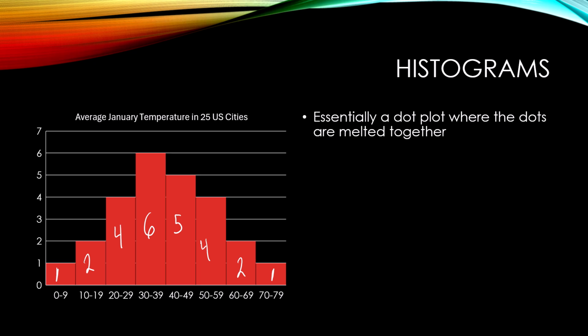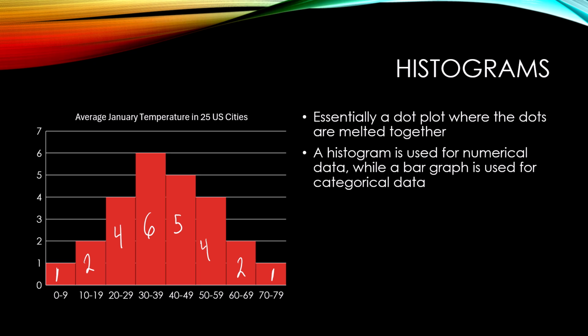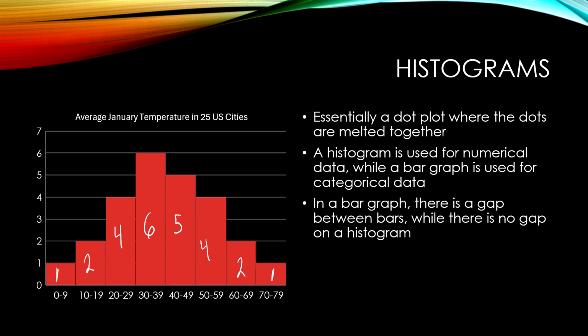Now this may look a lot like a bar graph. Well, a bar graph is used for categorical data and a histogram is used for numerical data. Additionally, in a bar graph, there's a gap between bars while there's no gap on a histogram. Now, a couple things I want you to notice. First, the y-axis is either frequency or relative frequency.